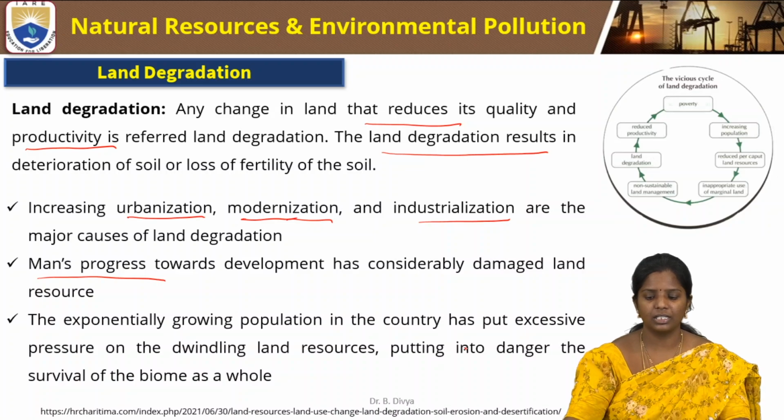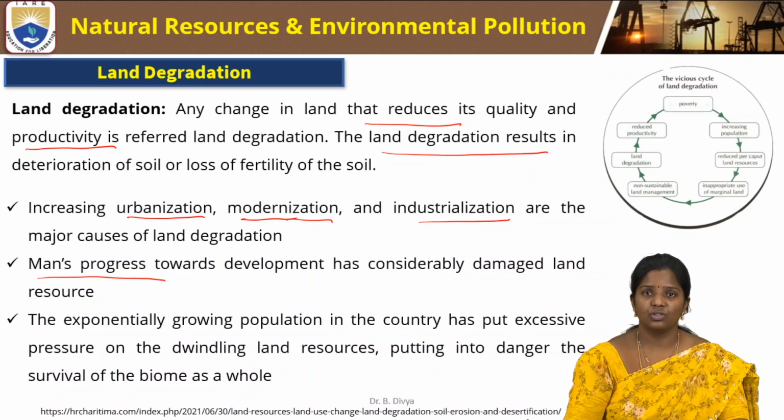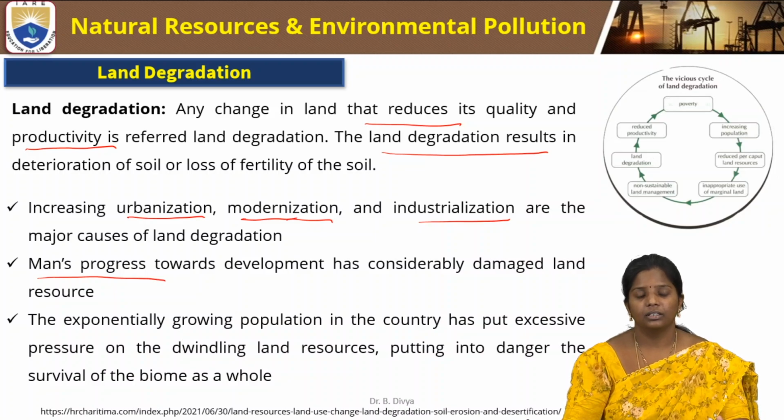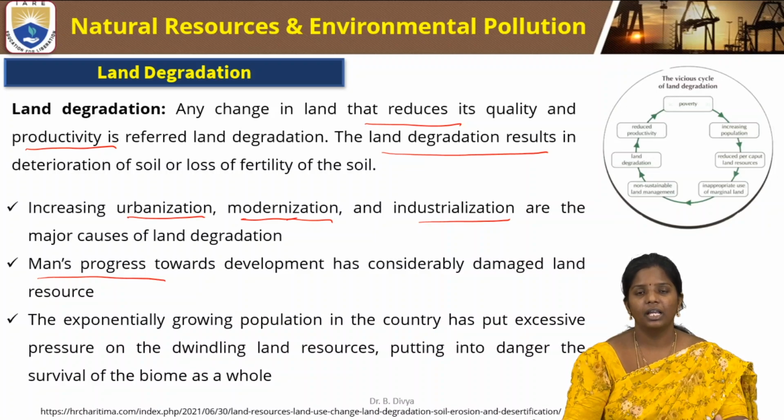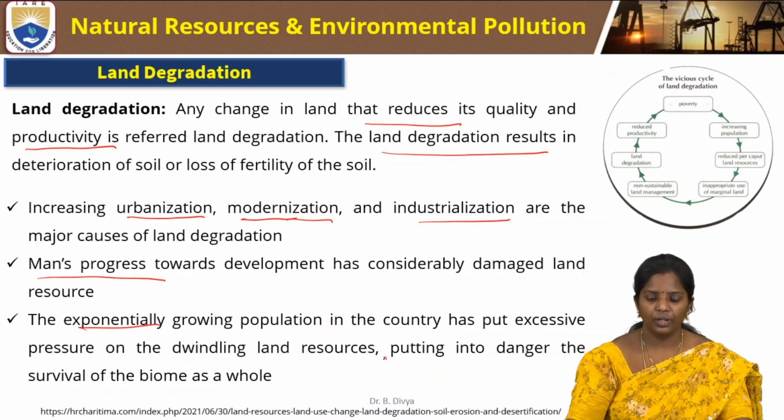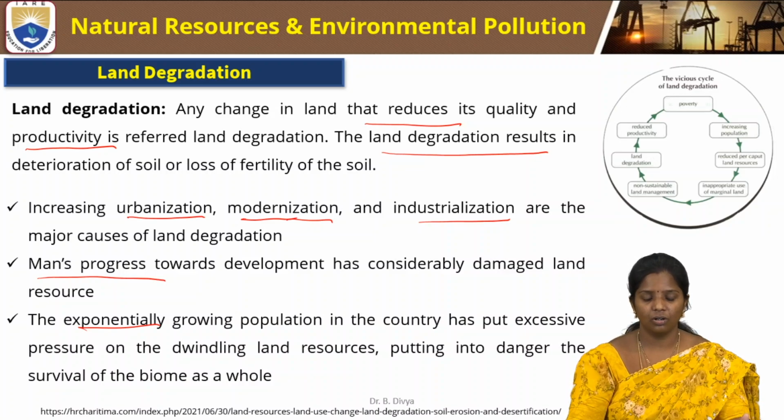So man's progress towards development has considerably damaged land resources. For example, we are building a number of floors, concrete buildings. So we also have to leave space for open land so that it has the provision to produce fertile soil. Only when the soil is mixed with new minerals, organic matter, air and moisture will the soil be fertile. So that concept has to come into progress so that there will be less damage to the land resources. The exponentially growing population in the country has put excessive pressure on the land resources.